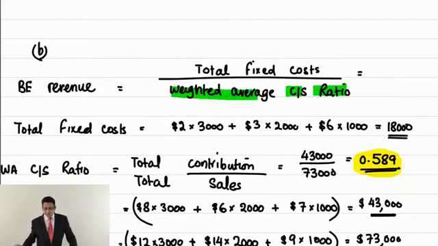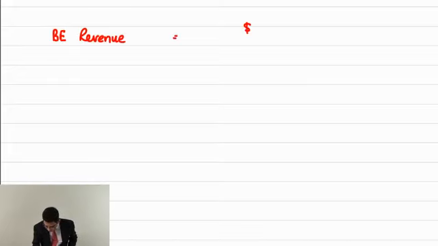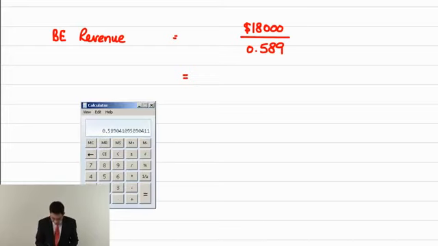Now all I need to do is look at the formula for the break even, which is total fixed costs divided by weighted average CS ratio equals the break even revenue. So here is the break even revenue. Total fixed costs are $18,000 and weighted average CS ratio was 0.589. So 18,000 over 0.589 equals 30,560.